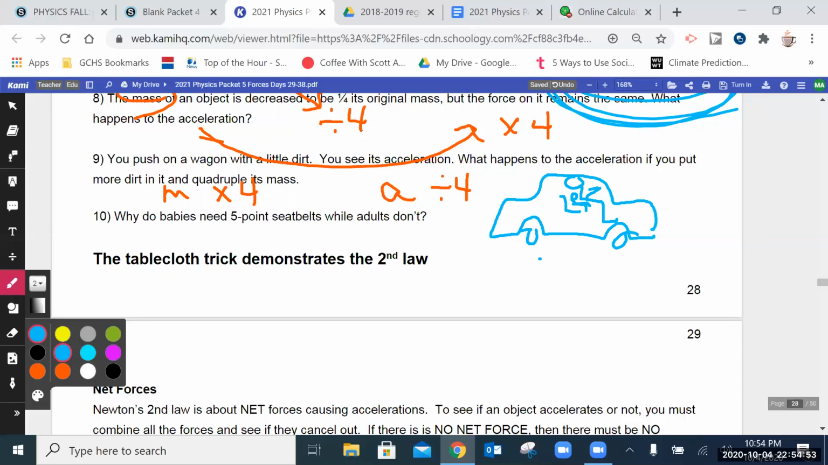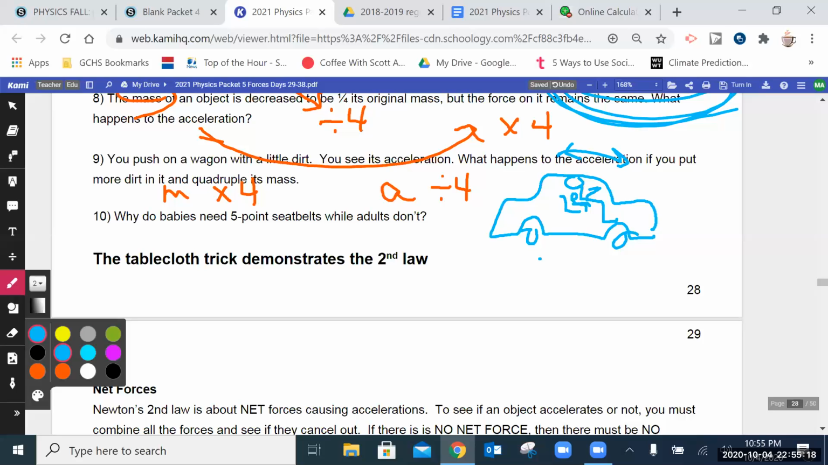The adult with their big mass might be thrown forward just a little bit, but the seatbelt holds them in just fine. So they don't have a great acceleration by being rear-ended. But the baby has a much smaller mass.